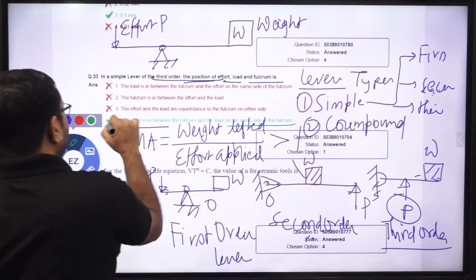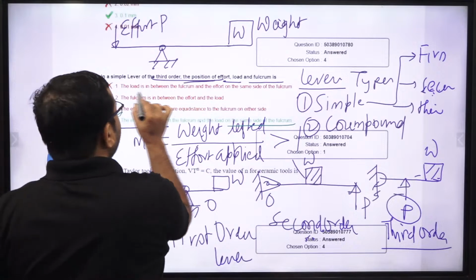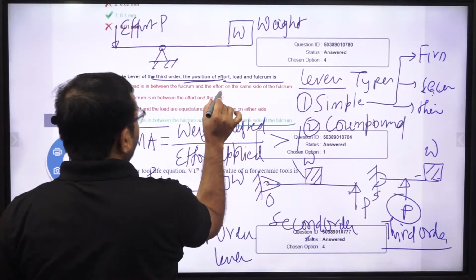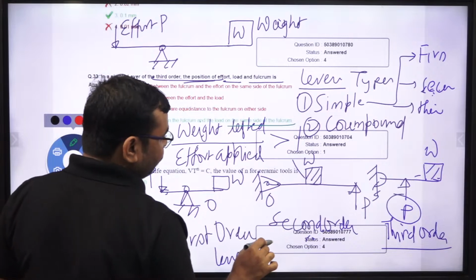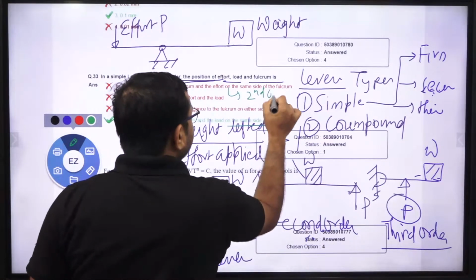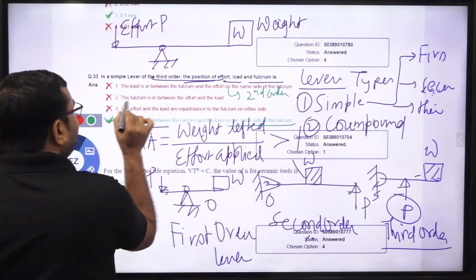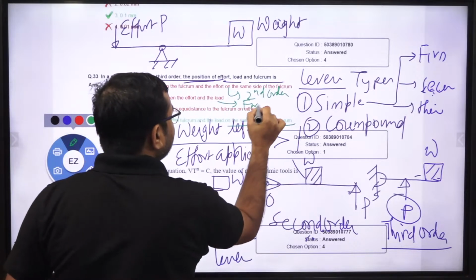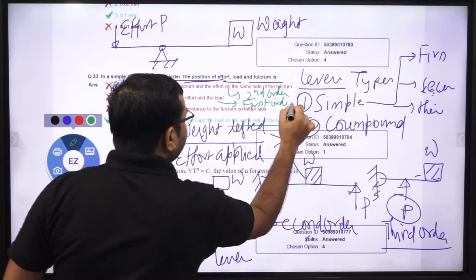Now let's see one by one these options also. The load is in between the fulcrum and the effort. So this is called as second order, yes or no? The fulcrum is in between the effort and load. This is called as first order lever, yes or no?